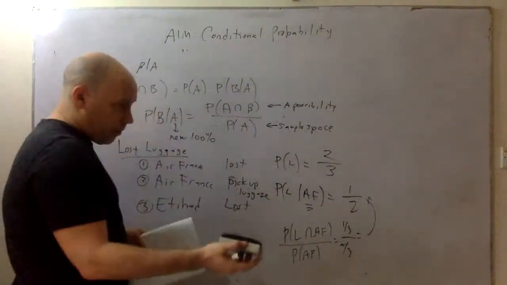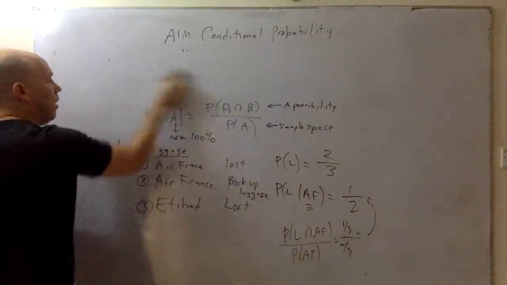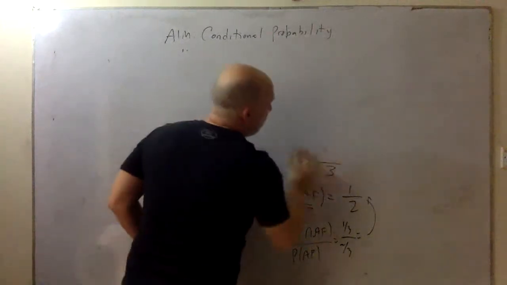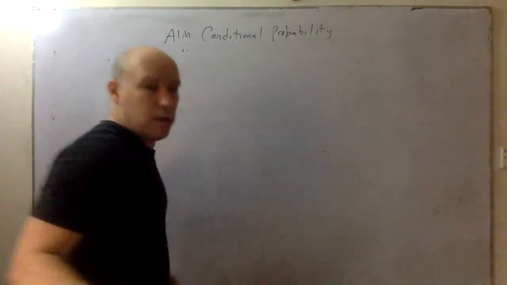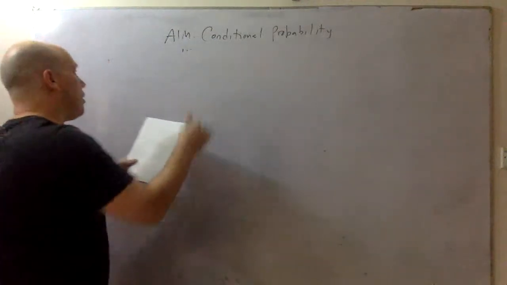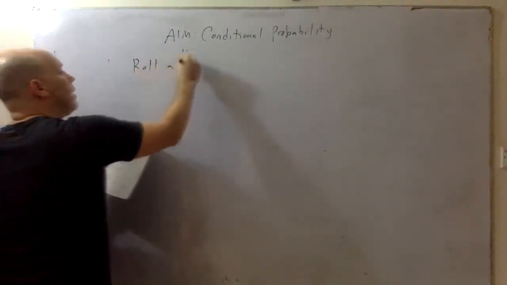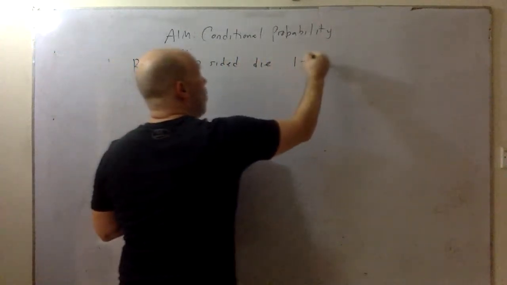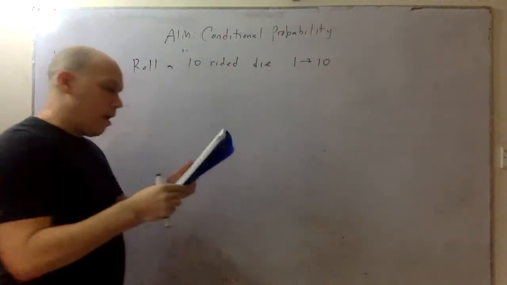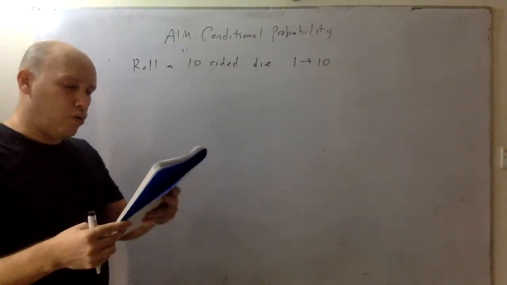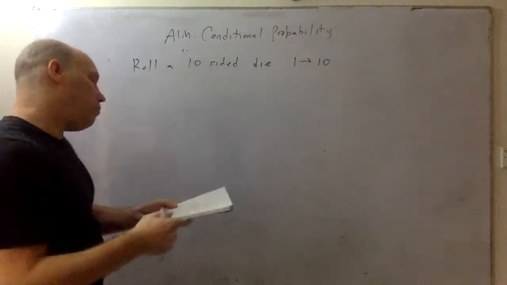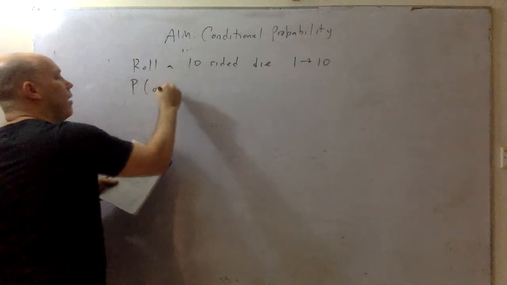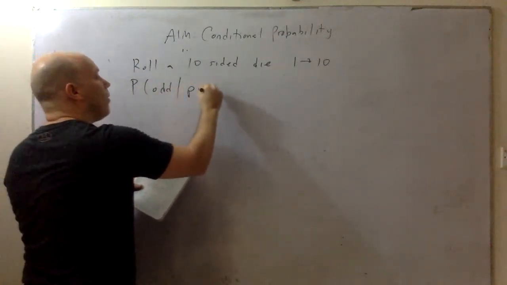So I'm going to erase this. Here's another scenario that I like to use to talk about conditional probability. We're going to roll a 10-sided die, and the numbers are from 1 to 10. The question I'm going to ask is, what is the probability that the roll is odd given that the roll is prime?